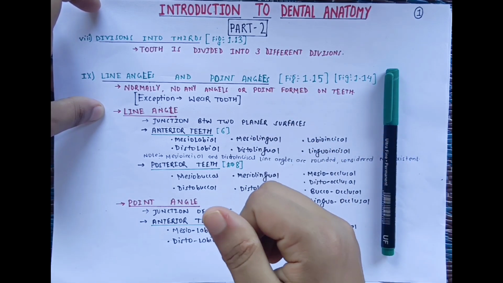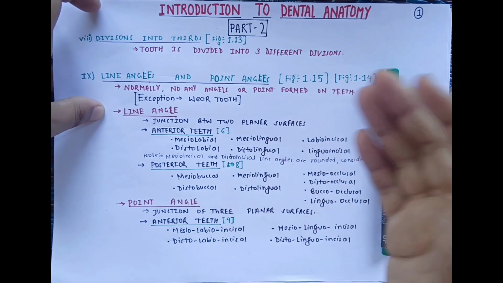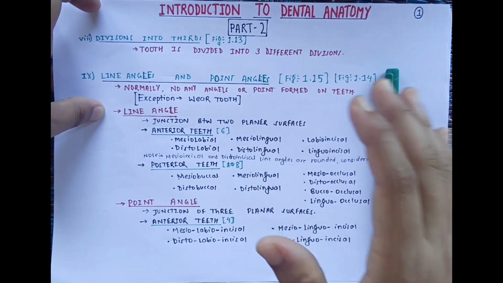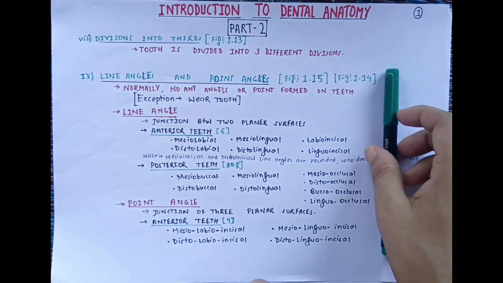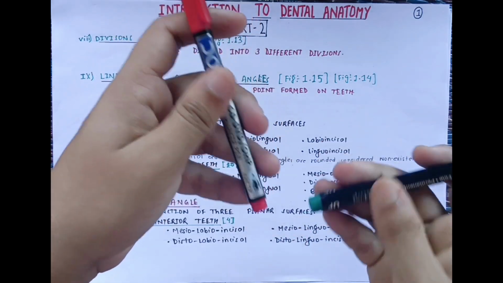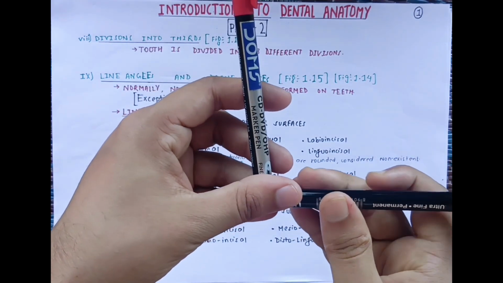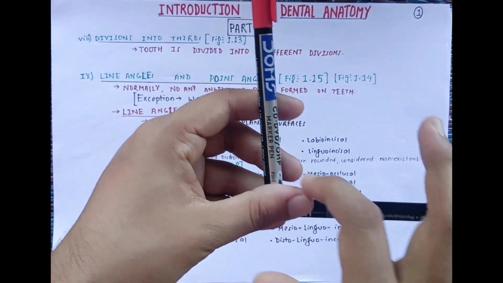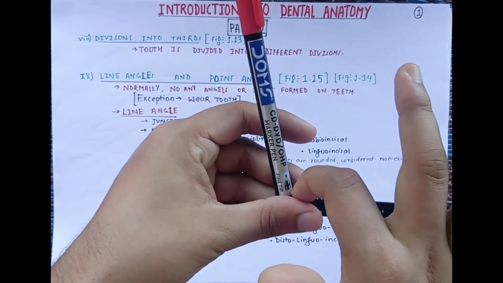is that a line angle is the angle that is formed by the junction of 2 planar surfaces. Okay, the junction of the 2 planar surfaces. So here I want to explain to you that just imagine that this is one plane, this is another plane. So the angle at the junction between these 2 planar surfaces, this junction is called a line angle.